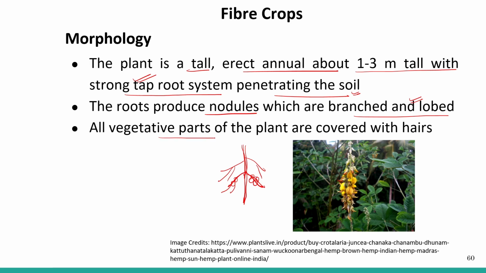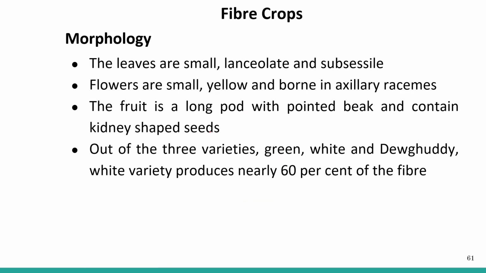All vegetative parts of the plant are covered with hair. The stem has small hairs, and the leaves also have small hairs. These hairs are called ramenta. They are present on the vegetative part of the plant. The leaves are quite small, lanceolate and subsessile. Flowers are small, yellow and borne in axillary raceme.